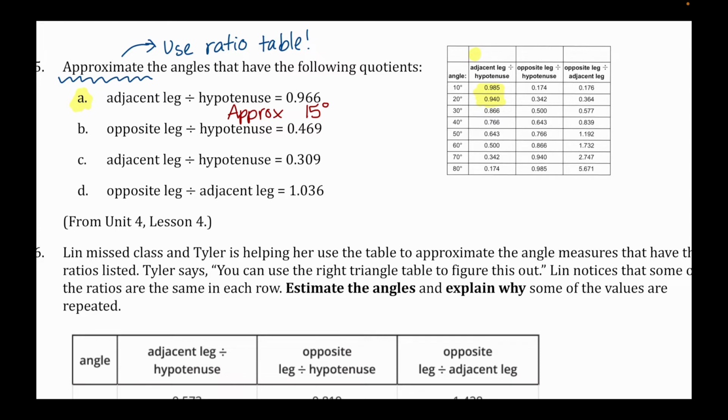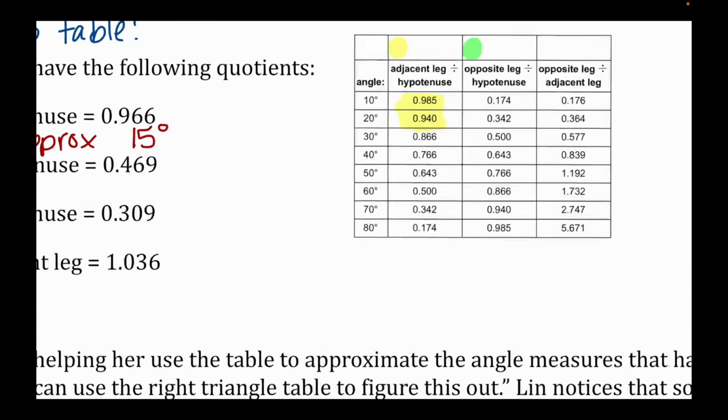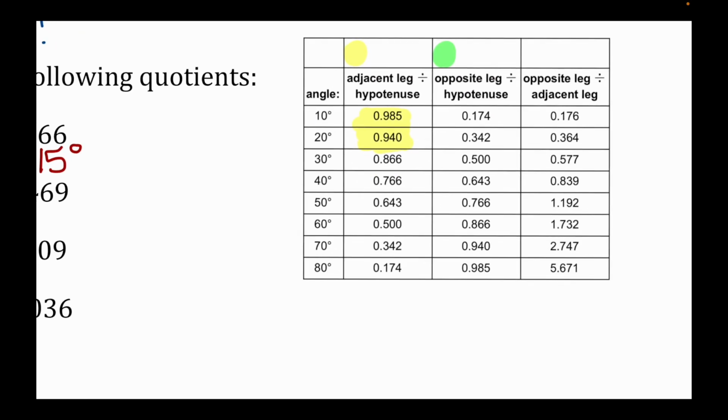Okay, so for B, I will use green, and hopefully I'm not going to highlight some of the same stuff, but this is now opposite over hypotenuse, so I'm going to use opposite over hypotenuse. And for that one, we are looking at 0.469. So if we look here a little further, 0.469, that is going to be in between these two values right here. So in order to use those, we are now looking at in between 20 and 30.